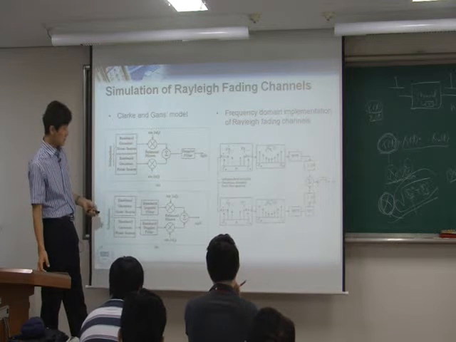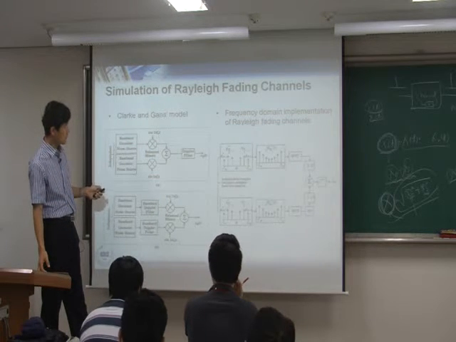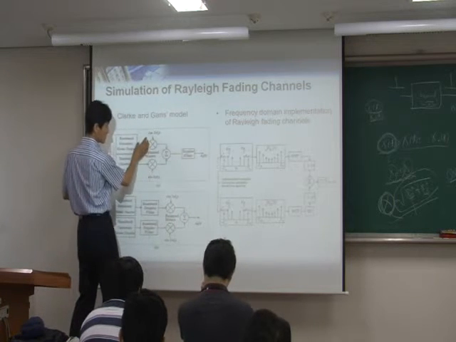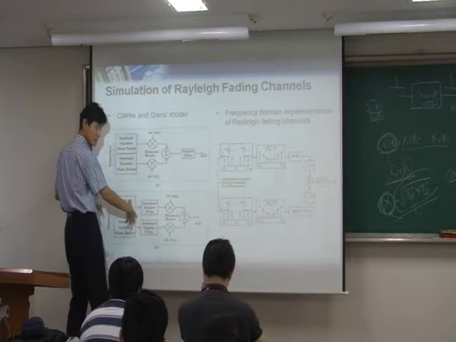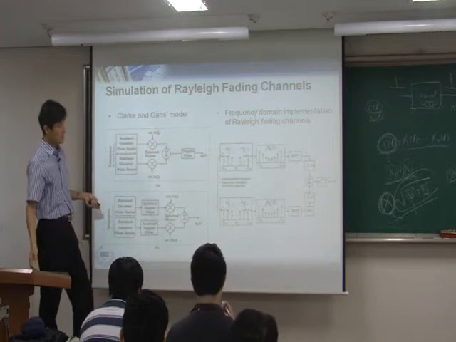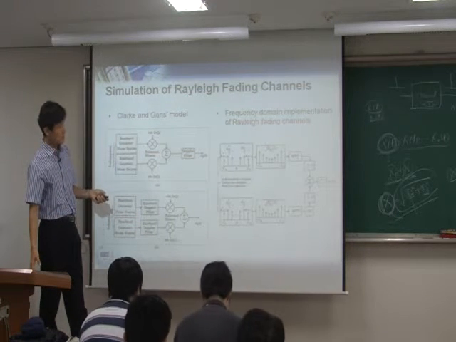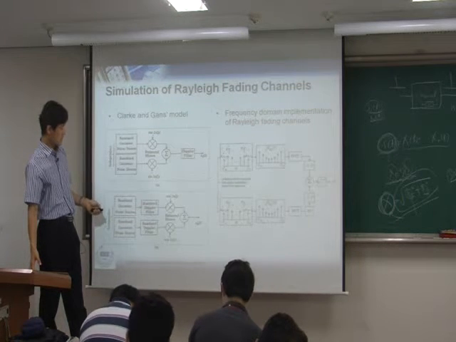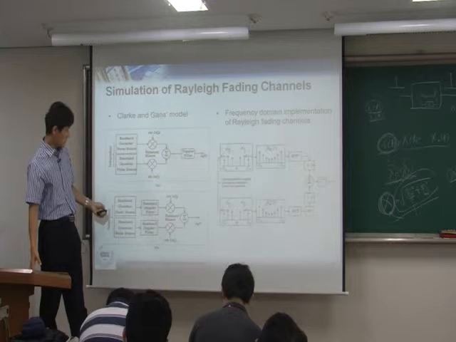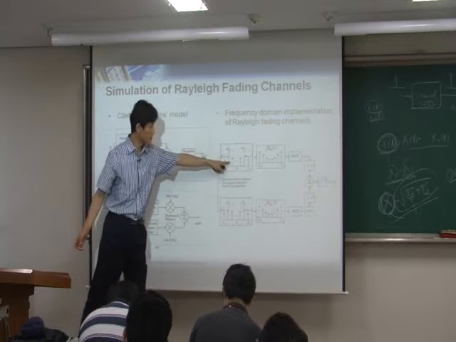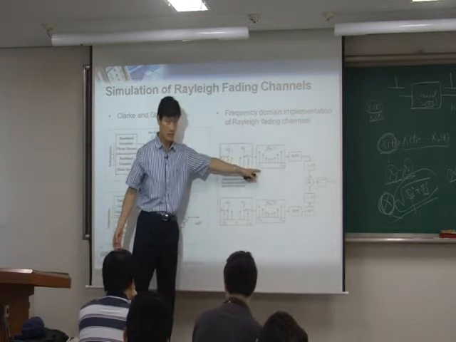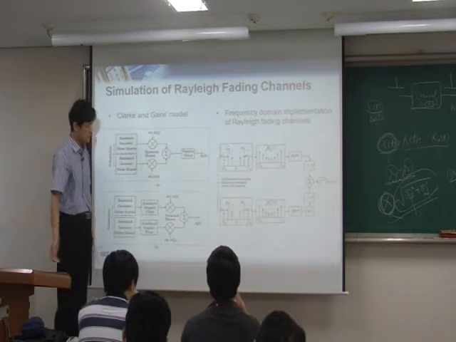This is another plot. You can do it either this way or this way. It's basically the same. You can bring this one in here. Then you get this one. Either way is fine. So this is another plot that shows you a little bit more detail about this one. This block here is the same as this one, and the Doppler filter here is this one. So basically the same thing.